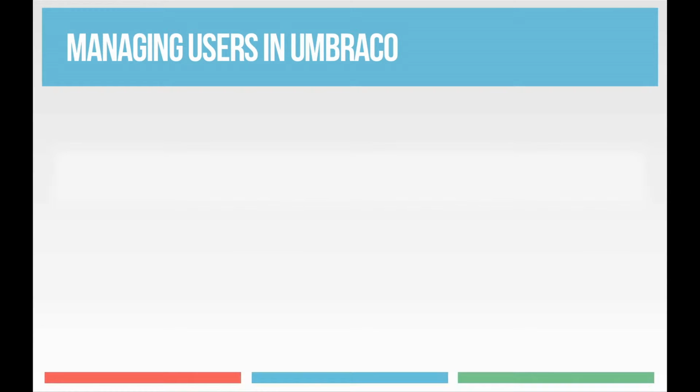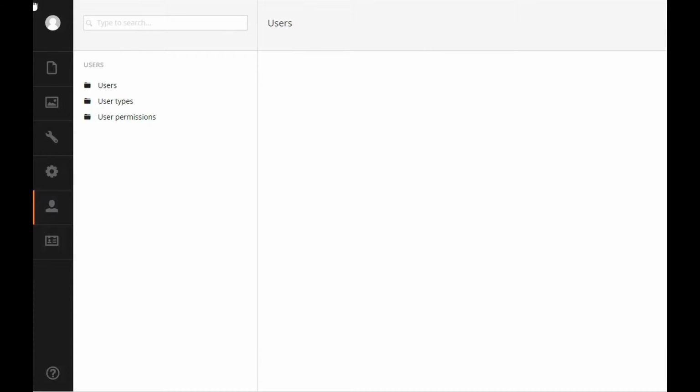Managing users in Umbraco. The users section is where you manage Umbraco users who can log into your website and make changes. It's best to give people their own logins to manage a site so that you can better track down who makes changes and set permissions.